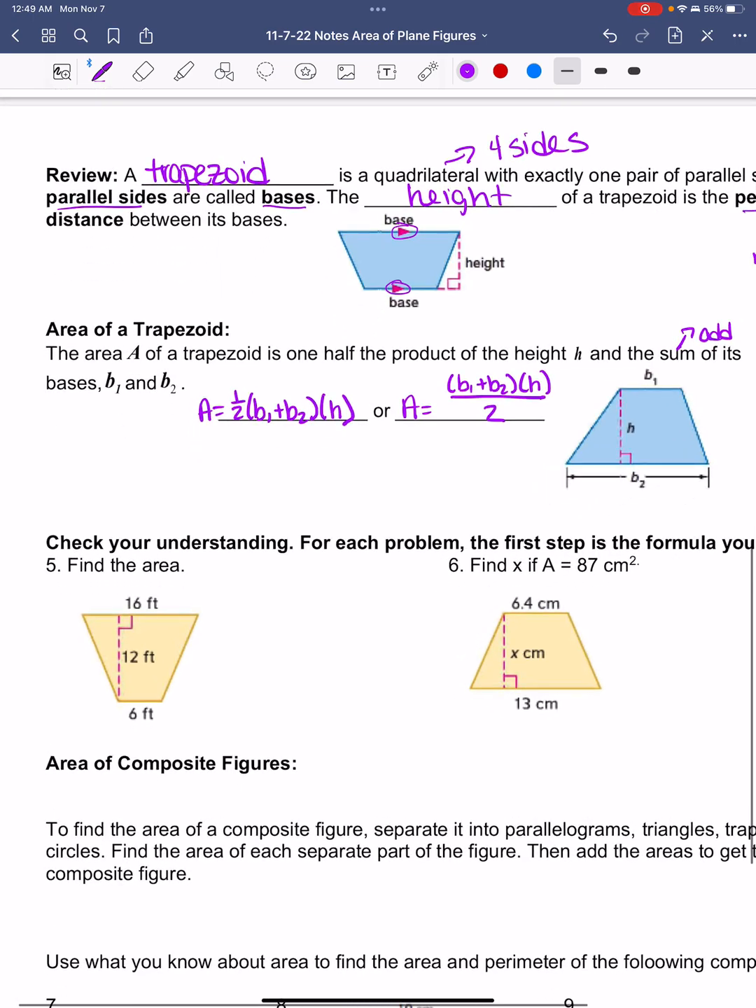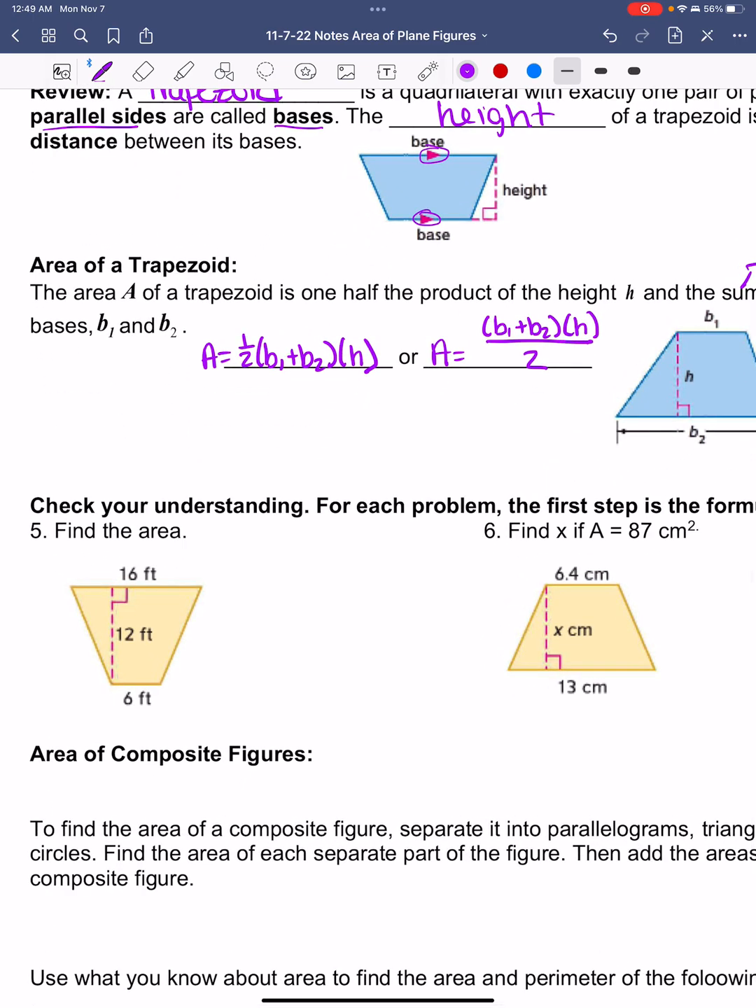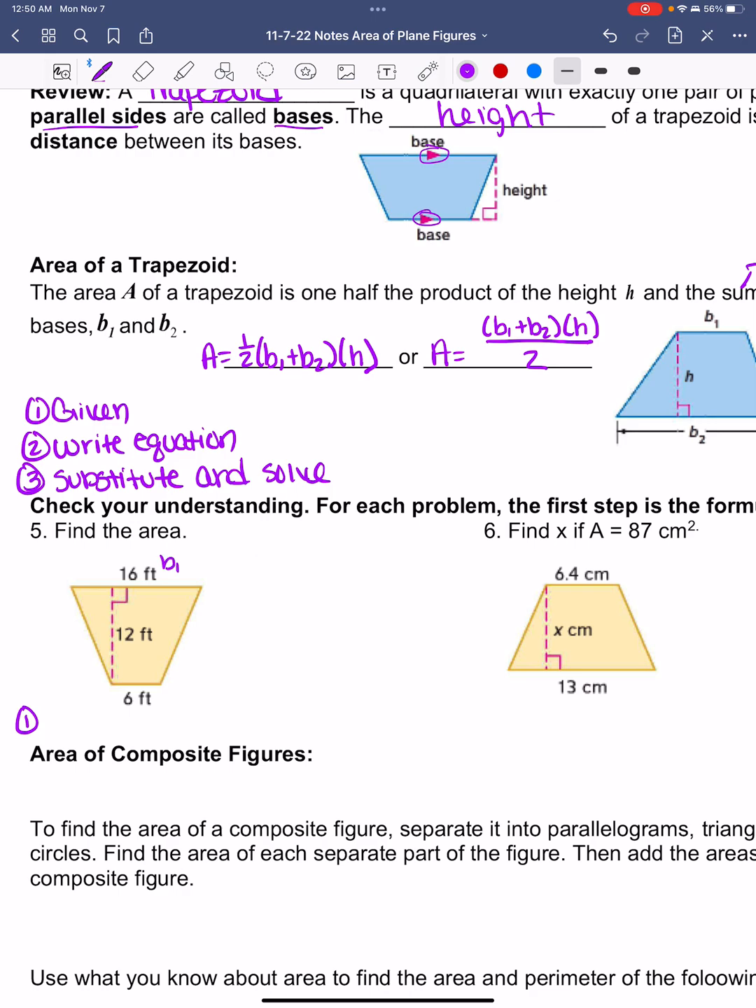So let's go ahead and start practicing. On these ones, you're going to only have 3 steps. You're going to list your given. You're going to write the equation. And the very last thing you're going to do is substitute and solve. Okay, so that's what you're going to do on these ones. Let's go ahead and go with step 1. What exactly are we given? We're given a base 1, a base 2, and we are given our height.